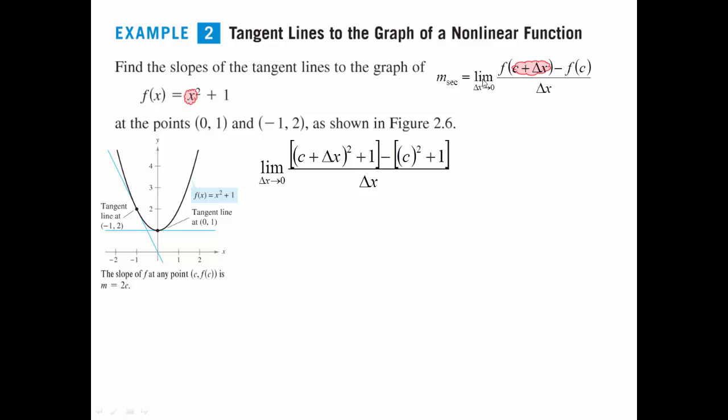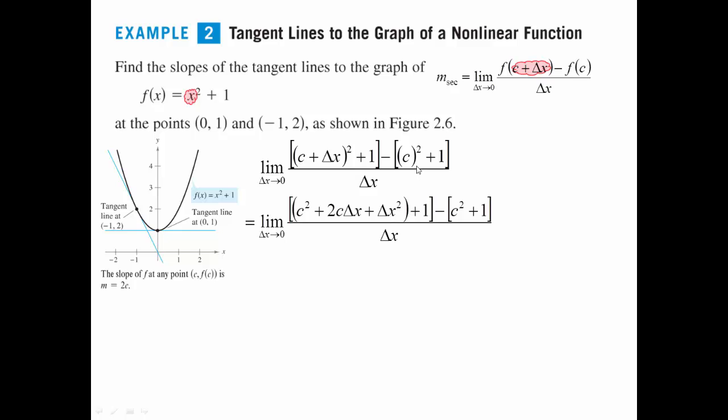So we're going to take this blob, we stuff it in here, and we get this. You still with me? Okay, then we take that blob and stuff it in there, we get this. Alright, so now this is where we start, and we're going to FOIL this out. Pause it here if your algebra is a little rusty. FOIL this out and see if you can get this. Okay, put c plus delta x times c plus delta x. You should be able to get this.